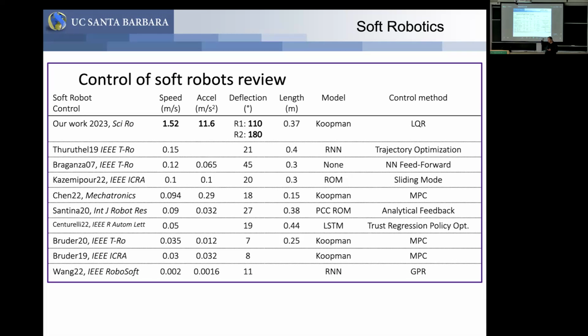Pneumatic actuators, so you're pushing air through the thing. It's not very easily modeled. This is the performance. The methodologies are RNNs, reduced order modeling with PODs and so on, LSTMs, and so on and so forth. The numbers at the top are from our paper in Science Robotics. The speed is 1.52, acceleration is 11.6 meters per second squared. Deflection is, you saw it, 110 to 180 degrees.